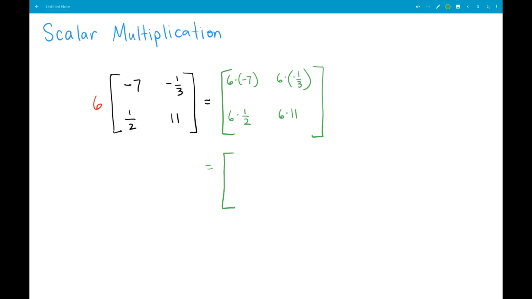And 6 times negative 7 is going to be negative 42. 6 times a negative 1/3 is negative 2. 6 times 1/2, or 1/2 of 6, is 3. And 6 times 11 is 66. And I am done with the scalar multiplication of that matrix.